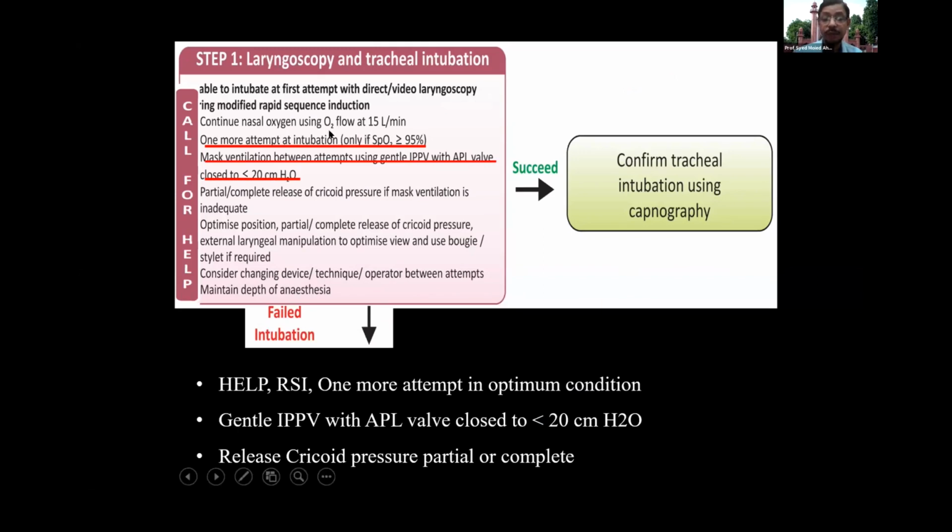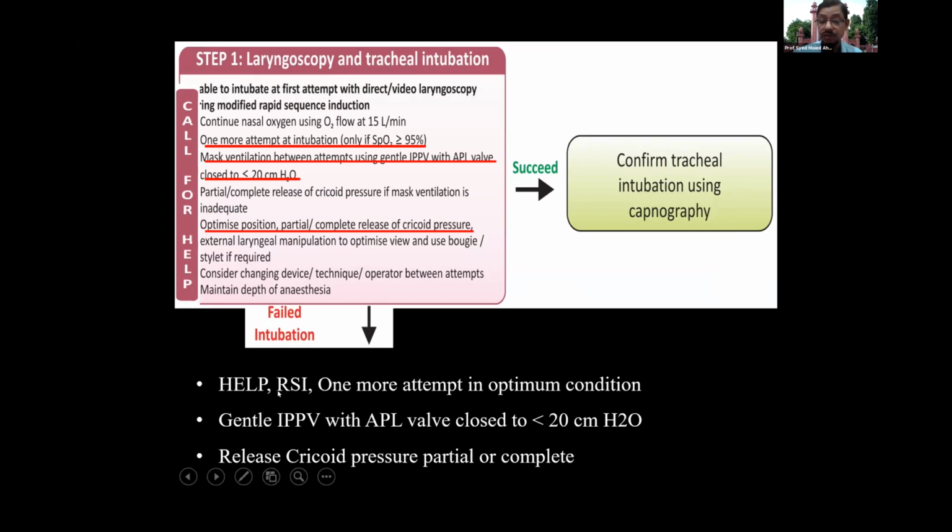If you fail the first attempt, provided the patient has an SpO2 of more than 95%, you can go for a mask ventilation by closing the APL valve so as to create a pressure of less than 20 centimeter of water. And at the same time, you need to optimize the position in the second attempt, and if needed, you can release the cricoid pressure partially or completely. And always remember that you need to elevate the patient's head so as to optimize the position.